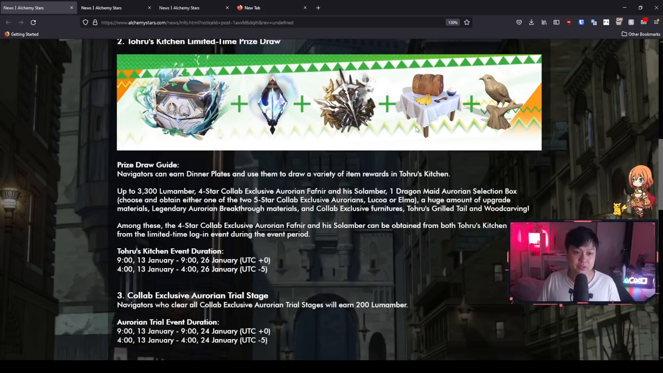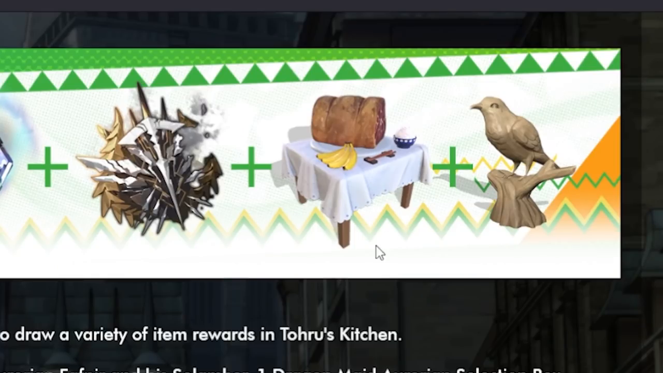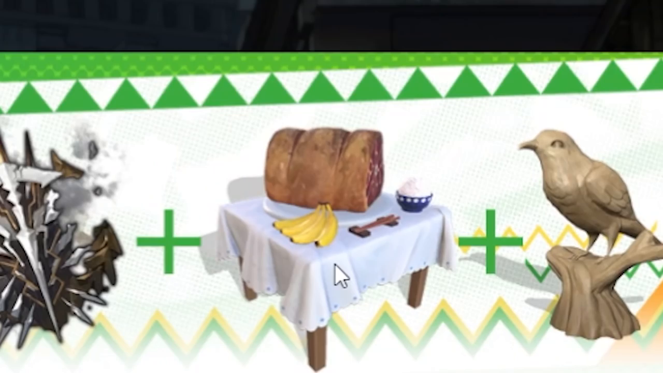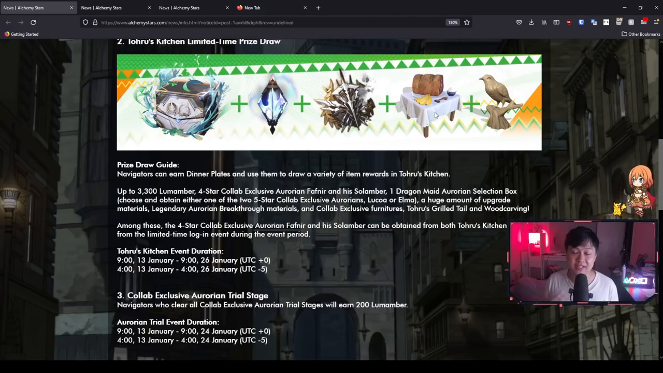But on top of that, we are also going to be getting Toru's grilled tail, I guess. If you guys do watch the anime, I do need a little bit of context as to why we're going to be eating Toru's grilled tail.